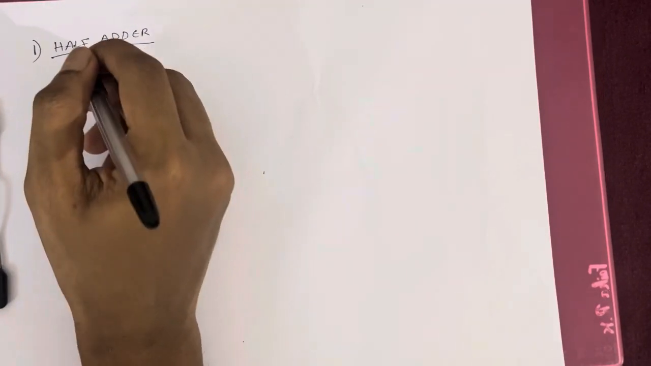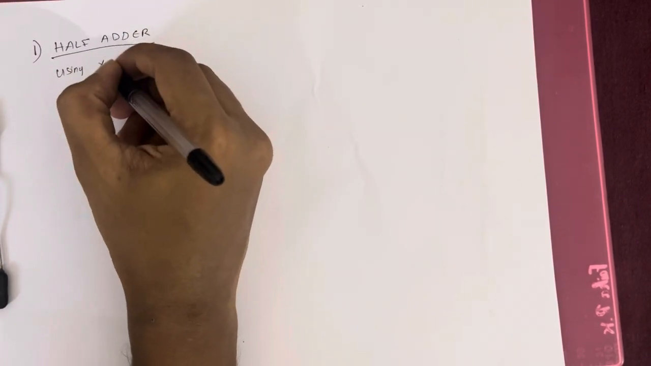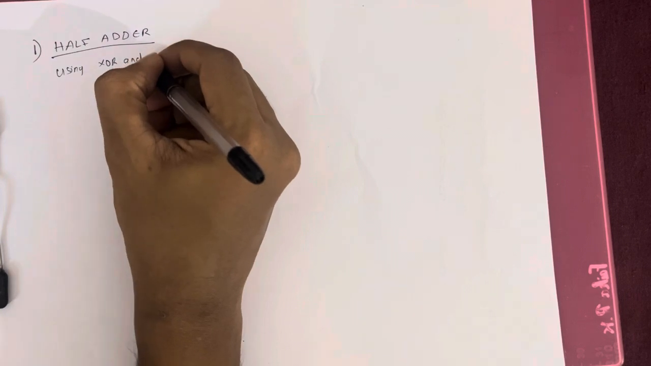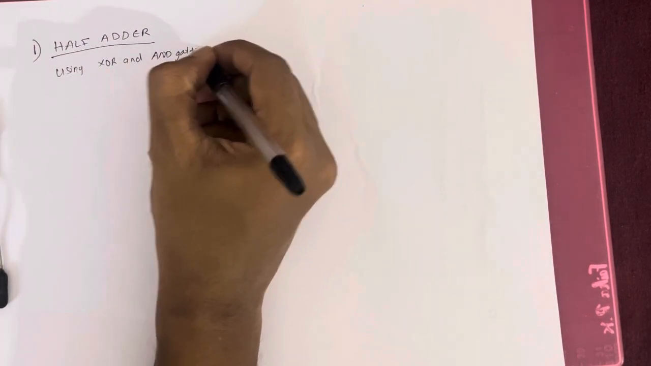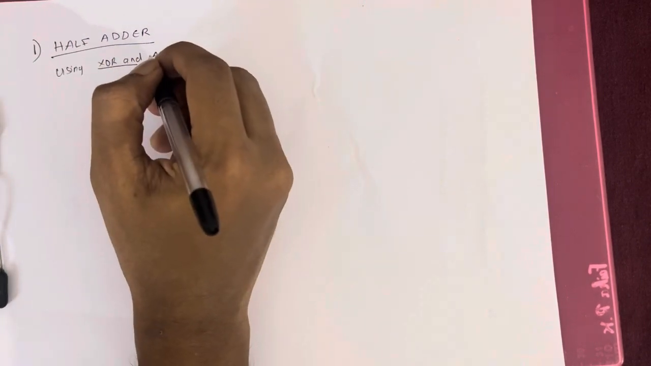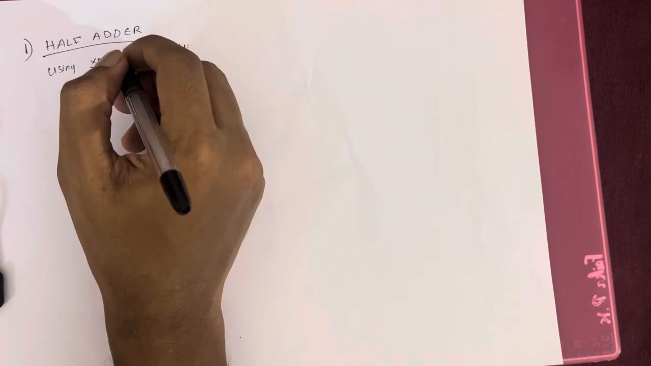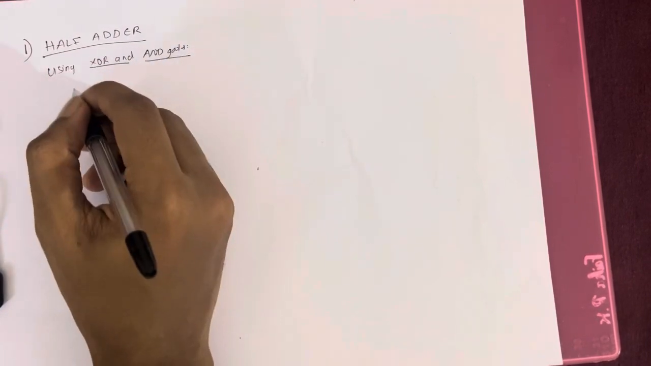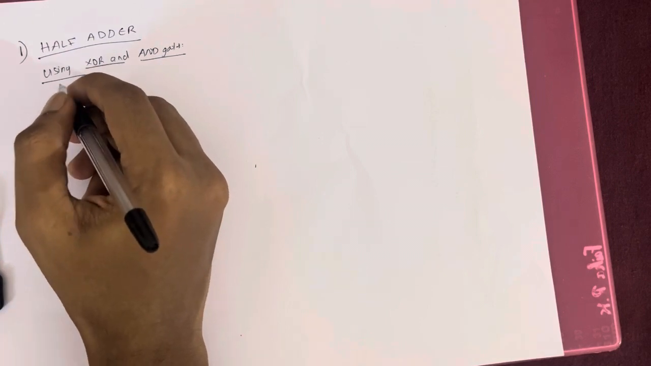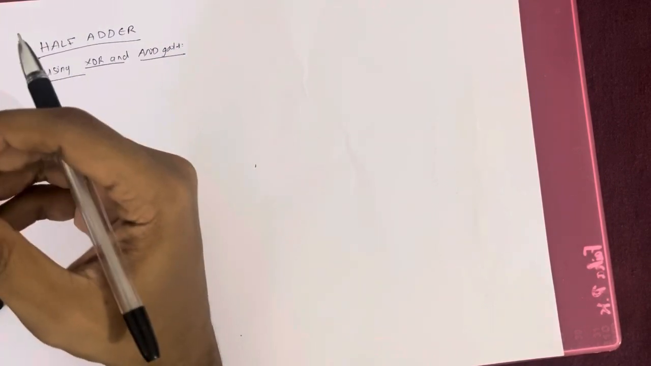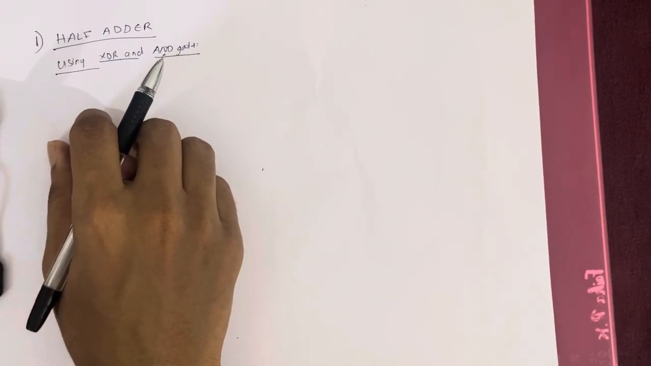First we design the half adder using the XOR and AND gates. How can we construct a half adder using XOR and AND gates? It's quite simple. You just need to study what the outputs are. From that you can easily create the implementation of the circuits.